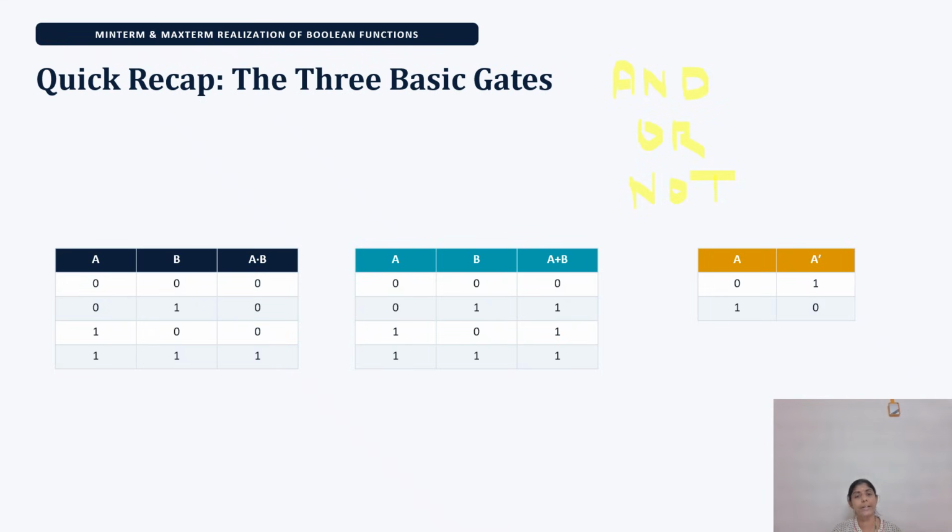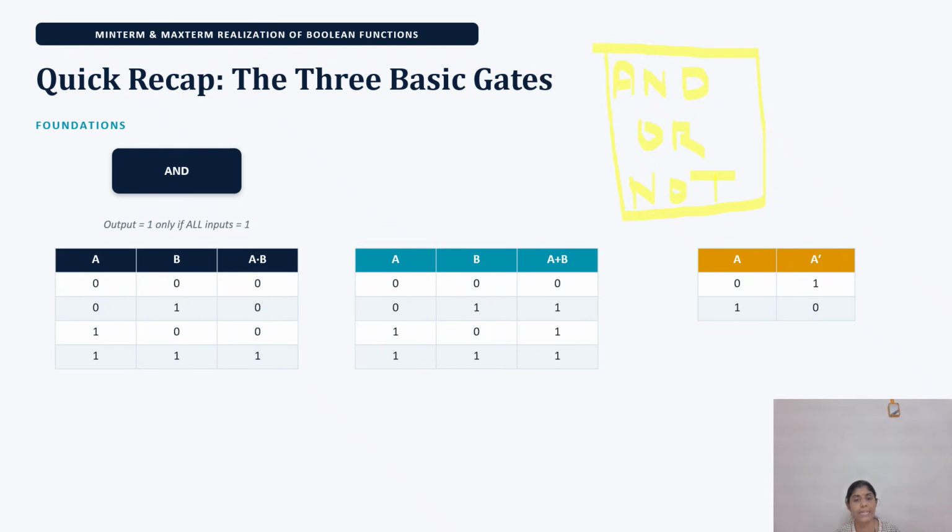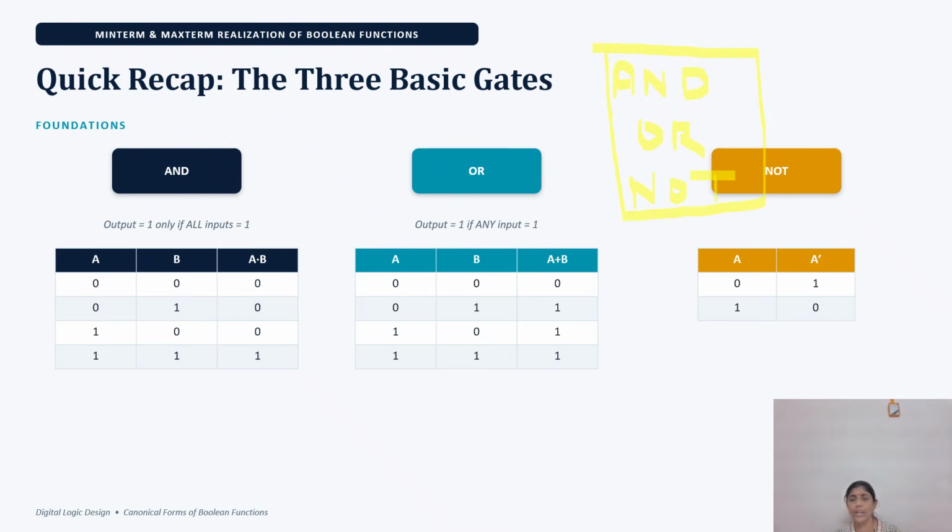You already know there are 7 gates. Among the 7 gates, these 3 are the basic gates: AND, OR and NOT. There are 2 universal gates, NAND and NOR, which are a combination of the NOT gate with the AND gate, and the NOT gate with the OR gate. And there are 2 derived gates, XOR gate and XNOR gate. But here you are going to learn the 3 basic gates. The 3 basic gates are the foundation for all digital systems: the AND gate, next the OR gate, and next the NOT gate.